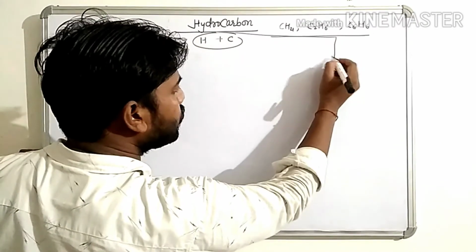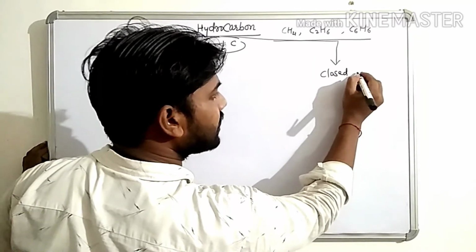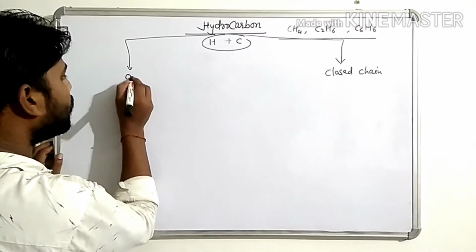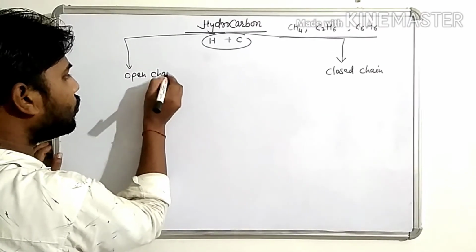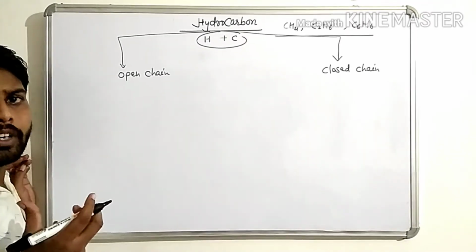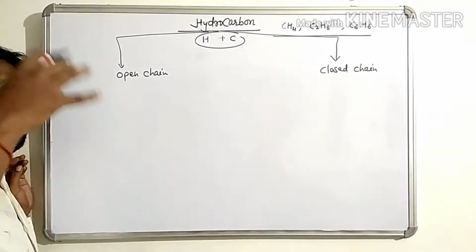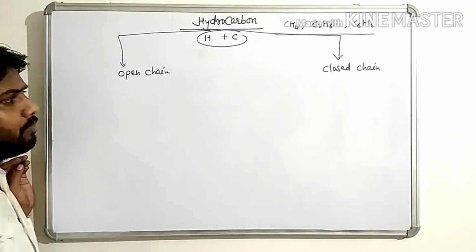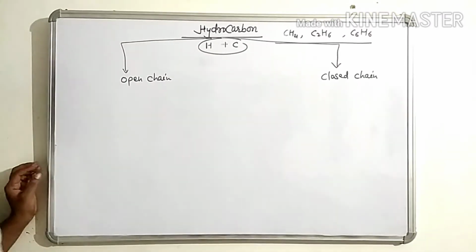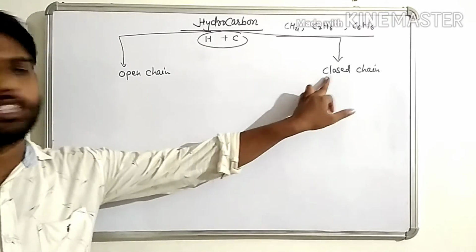Hydrocarbons are divided into two parts: first is open chain, and second is closed chain. Open chain means the carbon compounds are found open, with no other carbon atoms attached to close them. And closed chain means when the chains are totally closed. These are known as closed chain.